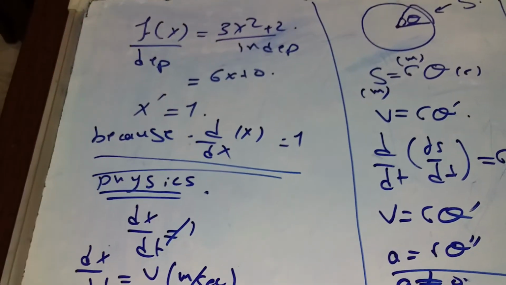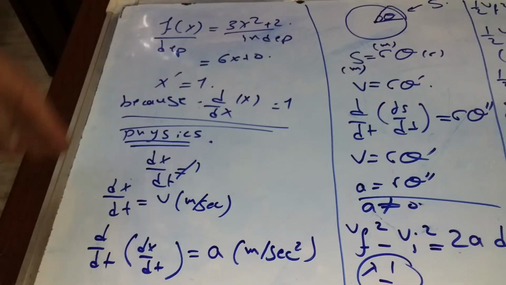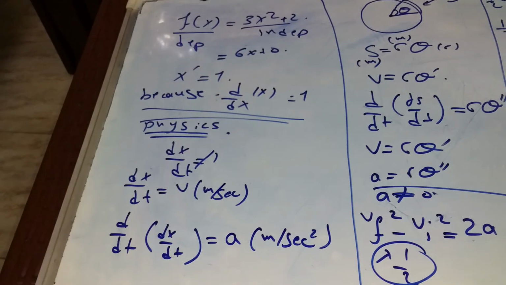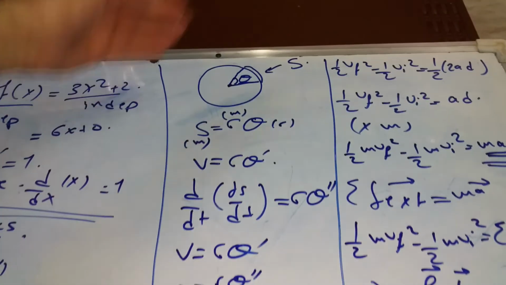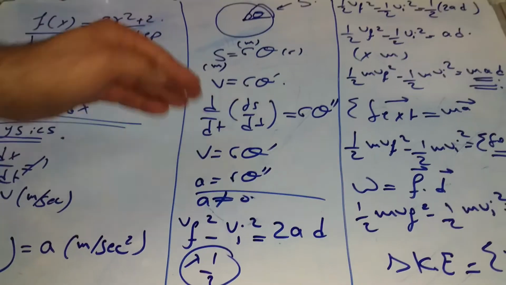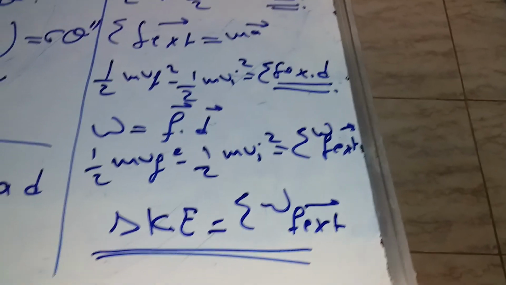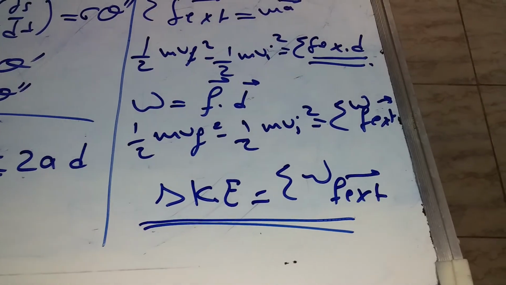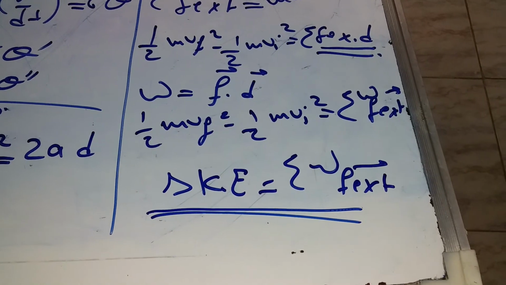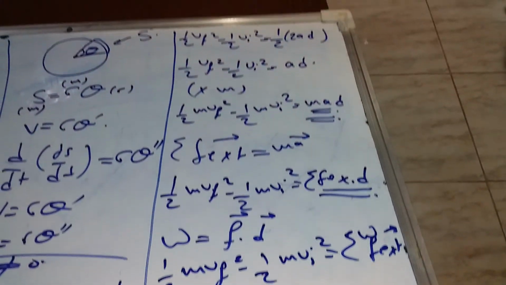As we said before, this is dx by dt, the double derivative with respect to time for x, we got a, and this is r theta, and we get r theta double prime, r theta prime, and we end up with the work energy theorem, which states that the delta kinetic energy is equal to sigma work done by F external. It means that KE final minus KE initial for the object is equal to sigma work done by F external.